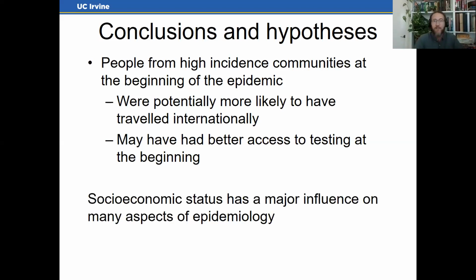But taking these things together, I just want to point out that socioeconomic status has a major impact on many attributes of epidemiology, and that's not just relevant for COVID-19 in Orange County in 2020. This is a major thing for any disease, probably everywhere in the world, probably for all of time, right? And it doesn't just have to do with risk of infection and access to healthcare and testing. It also has to do with social distancing.